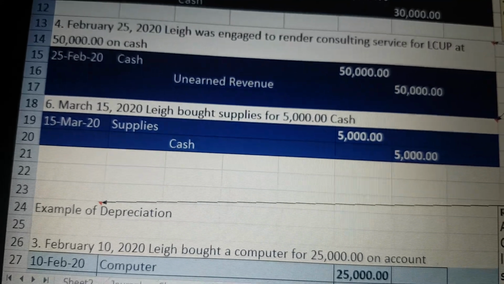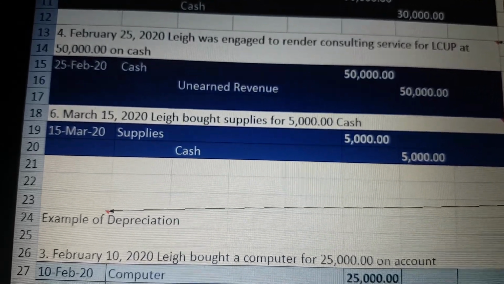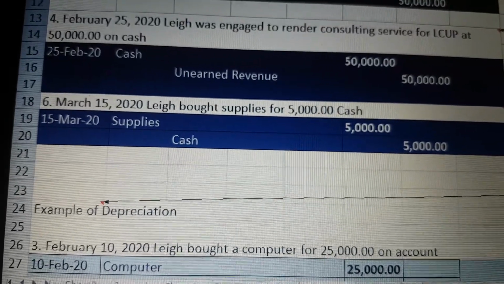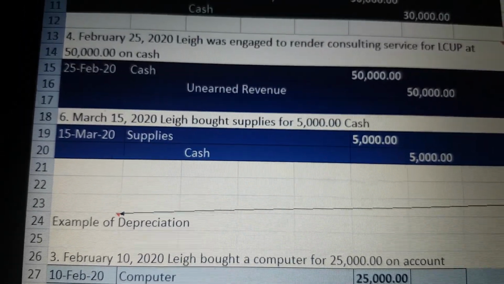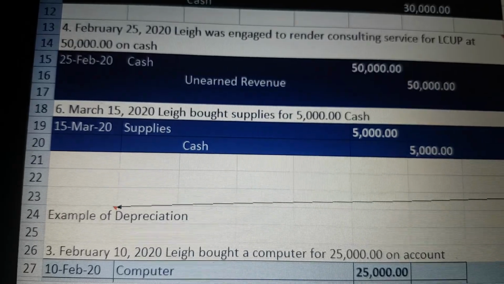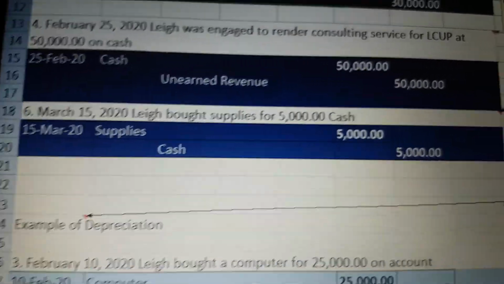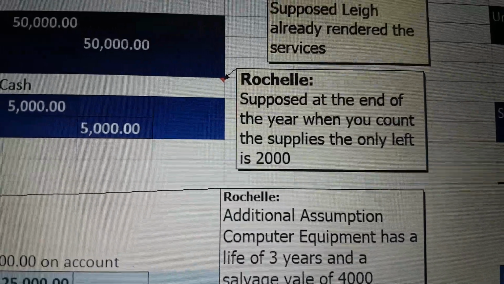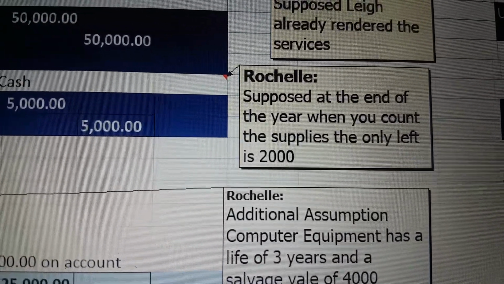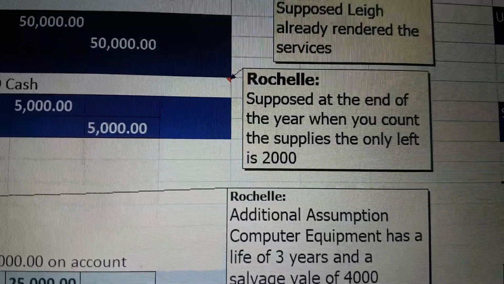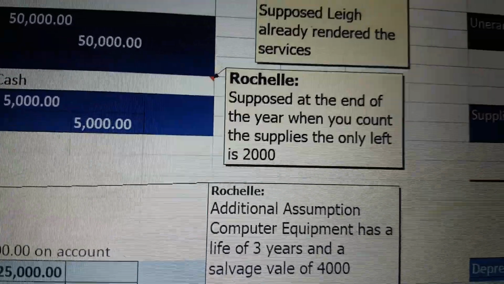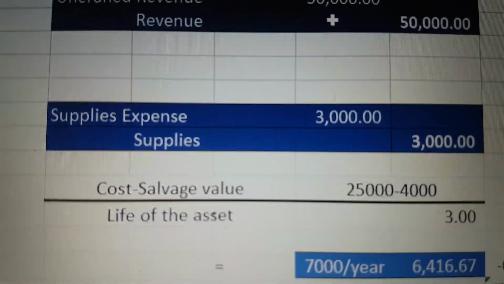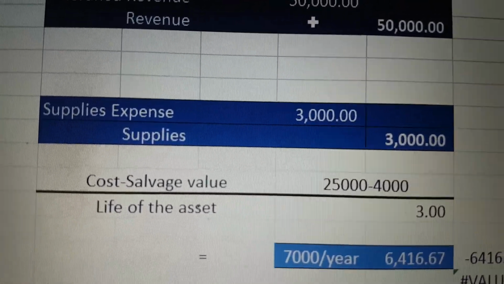Next is that we also have the so-called Lay bought supplies at 5,000 cash. So take note that supplies are usually consumables like pens, paper. We usually consume them. So we would have a certain assumption that suppose by the end of the year, or the end of our accounting period, we notice that the supplies only cost 2,000 that was left. So we would now enter debit supplies expense 3,000 and credit supplies 3,000.